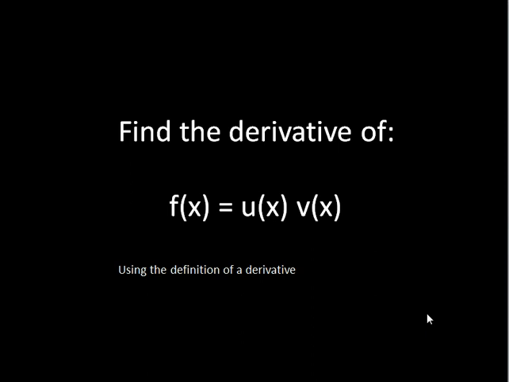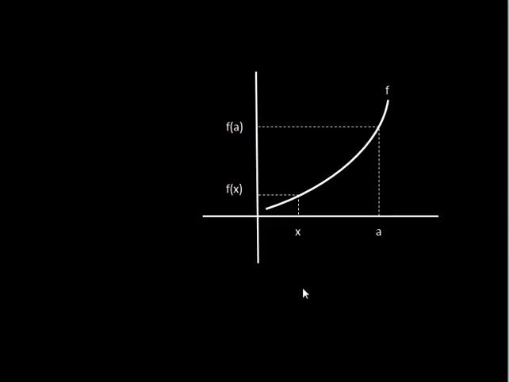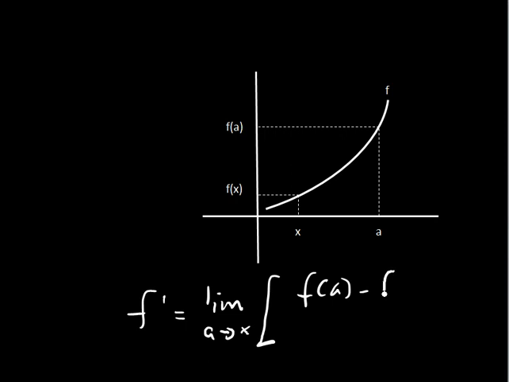Let's prove the calculus product rule using the definition of a derivative. First thing we want to do is to talk about the different ways that derivatives are shown in different textbooks. This is one common way here, where the derivative would equal the limit as a approaches x of f of a minus f of x over a minus x.